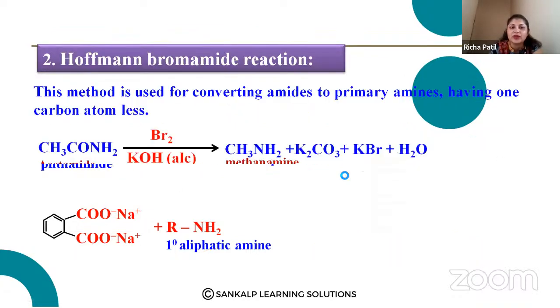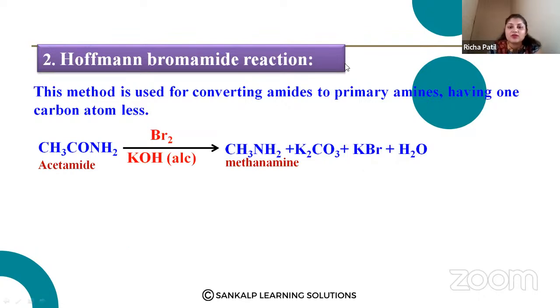Next we'll go for the Hoffmann bromamide reaction. This is also one of the important name reactions. This method is used for converting amides to primary amines. Here, you can see in the starting reactant you have 2 carbons, and in the product you have only 1 carbon. So in the Hoffmann bromamide reaction, one carbon atom is lost compared to the reactant. It is a degradation reaction, where the number of carbon atoms decreases by 1. So this is used for converting amides to primary amines.